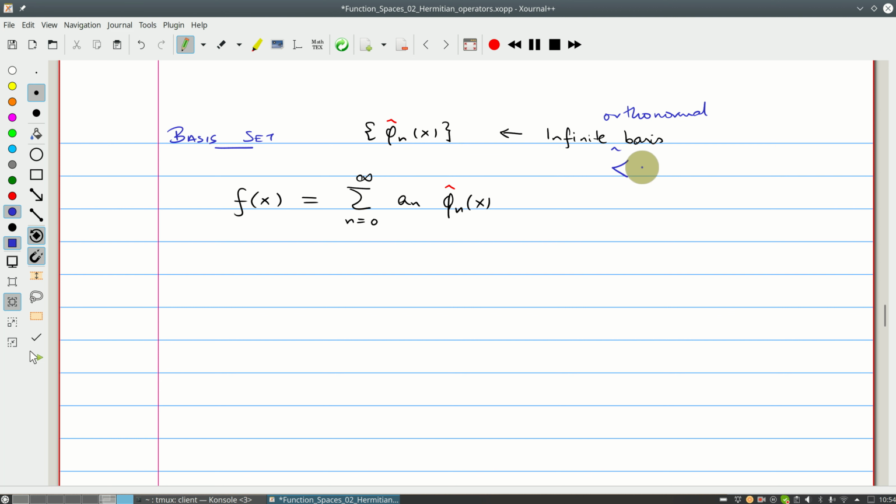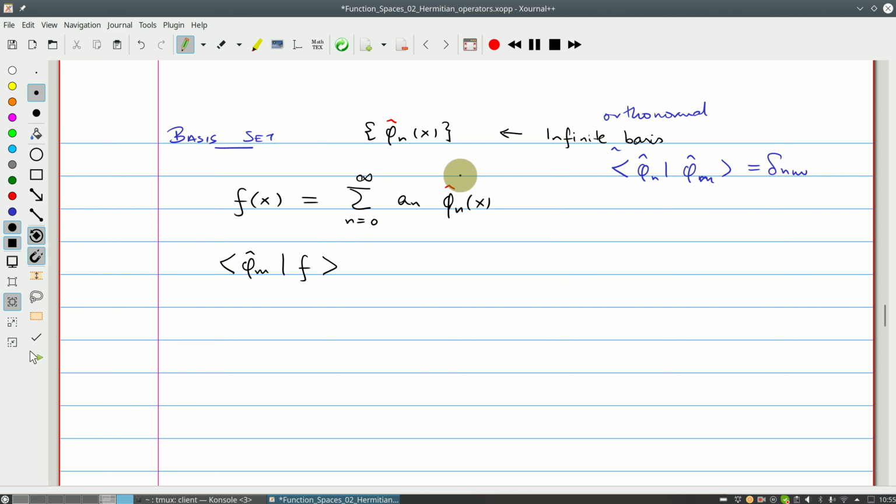And for an orthonormal basis, the inner product of phi_n with phi_m will be equal to the Kronecker delta n m, which is equal to 0 unless n is equal to m. So let's work with this kind of a basis now. And now if you wanted to find out what the a_n's were, you simply take the inner product of both sides with phi_m.